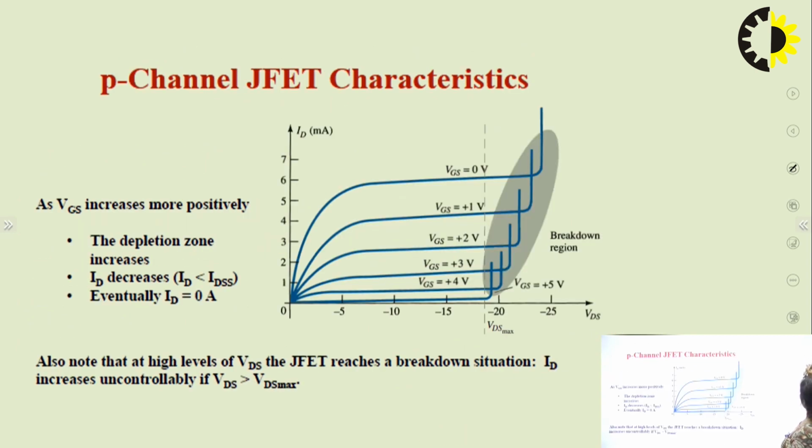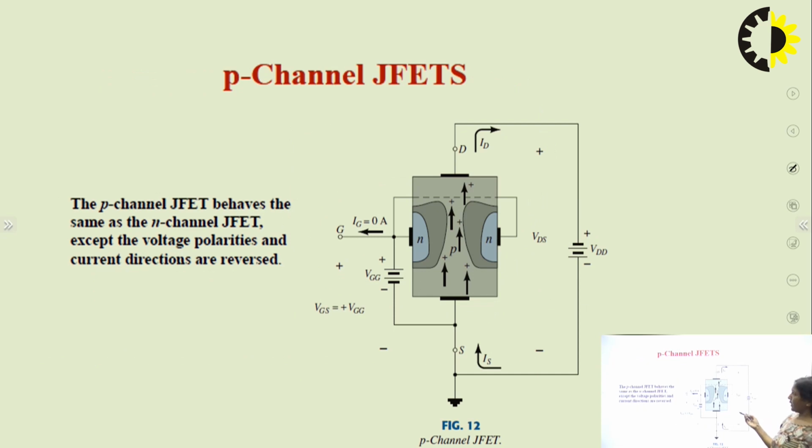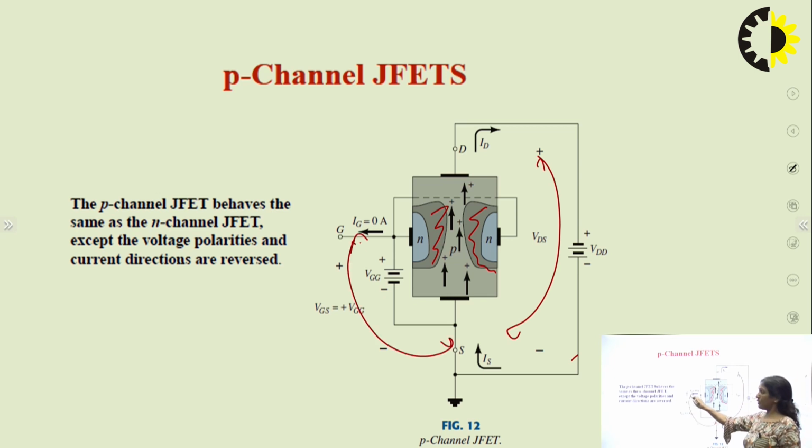Similarly, we can talk about the P channel. In the case of the P channel, we have P type semiconductor material and two N type pockets are diffused, and because of the concentration gradient, we have this depletion region formation. Again, drain to source terminal is reverse biased, gate to source terminal is reverse biased, and we can draw the drain characteristics and the transfer characteristics in exactly a similar manner. The only thing is, in the N channel, VGS was negative voltage, but in the P channel, VGS would be positive voltage. So this is all about the junction field effect transistor.